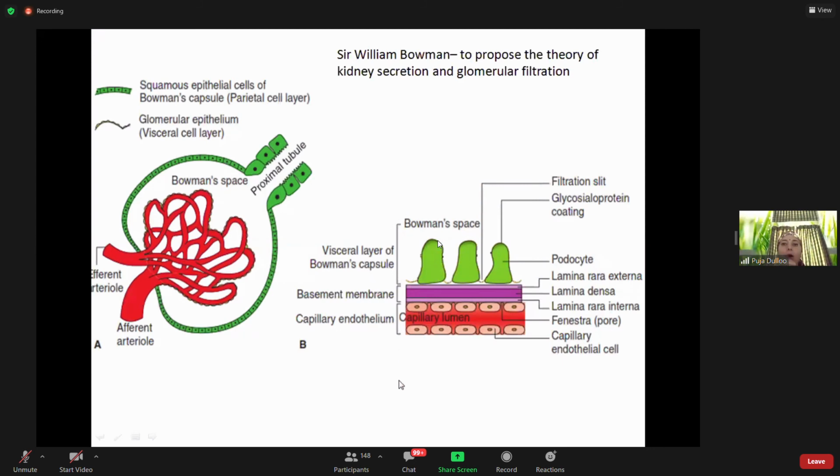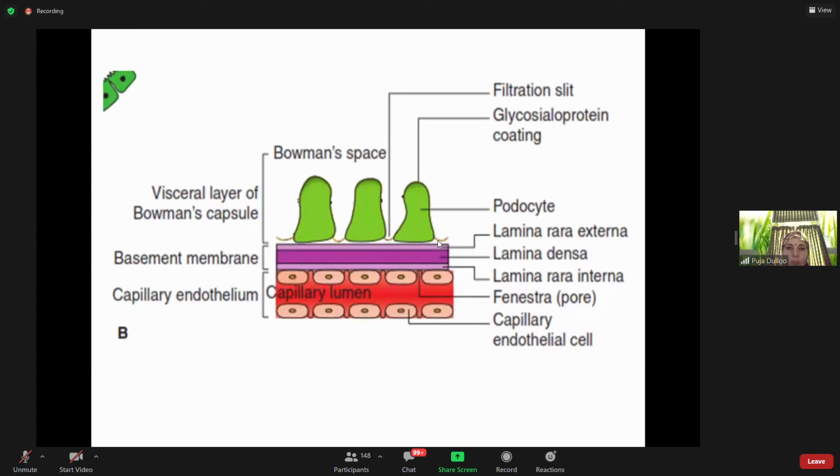Sir William Bowman was the first who proposed the theory that the kidney secretes and glomerular filtration occurs at the level of the kidney nephron. He was the first person. So the name of this capsule is assigned for Sir William Bowman, and he was given a Nobel Prize for that year. Okay, let's come to the ultrastructure.